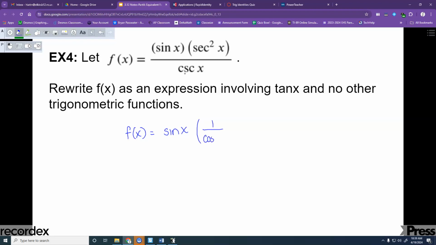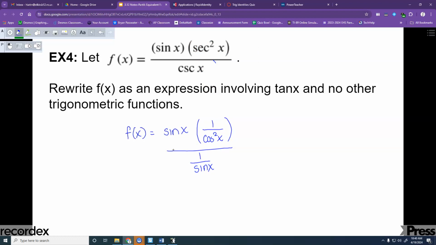Cosine squared x over, and cosecant, I'm going to make it 1 over sine x. Pythagorean identities must be squared and only work if they're squared. The reciprocal identities can still work even if they're originally not squared, but they work if something is squared, to the 3rd power, 4th power, 5th power, any power. You just have to put the squares in both places there.